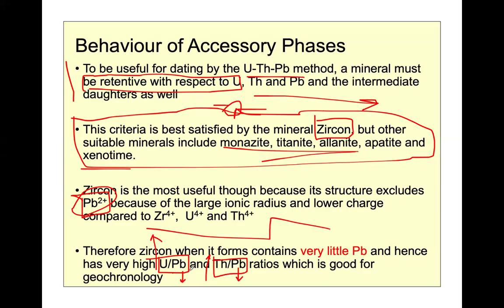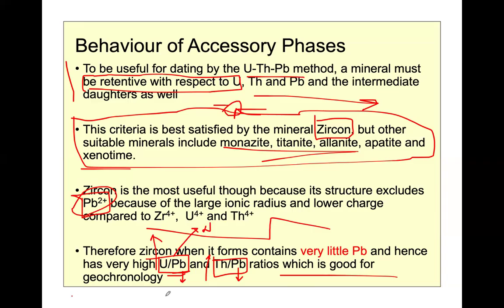If this is very little, say it is 0, for example, then what happens to this ratio? It becomes infinity, right? So anyway, if you reduce lead, your ratio will get higher. So in zircon, since lead is excluded from the crystal, you are supposed to get a high uranium-lead ratio and also high thorium-lead ratios, which is very good for geochronology.